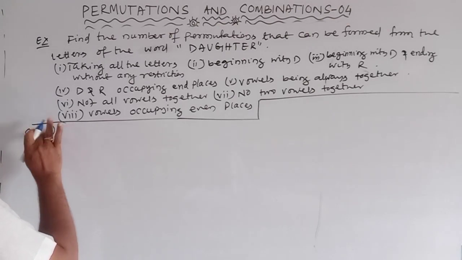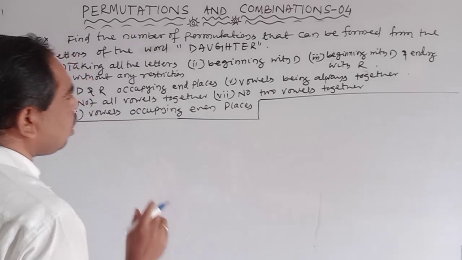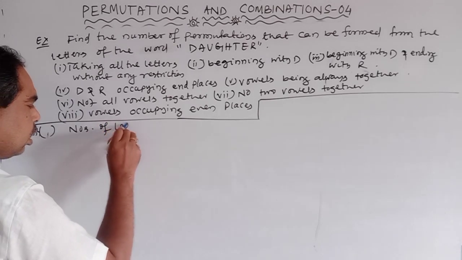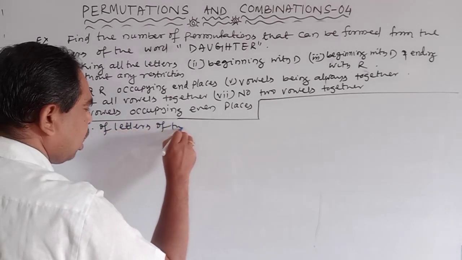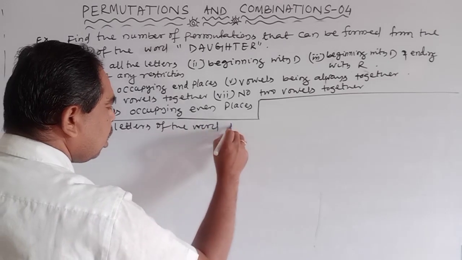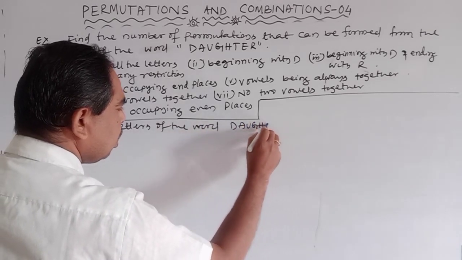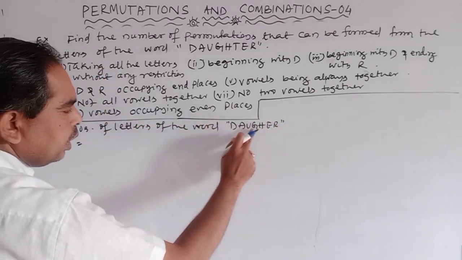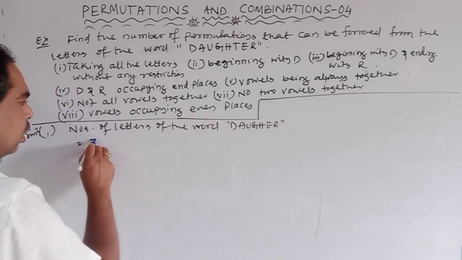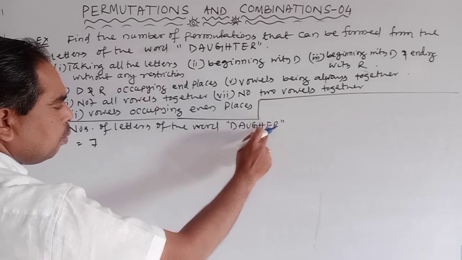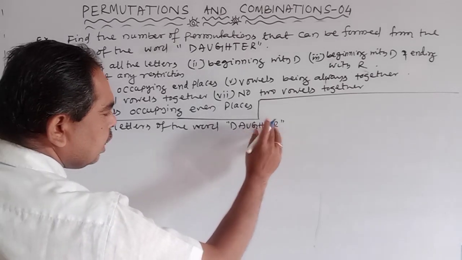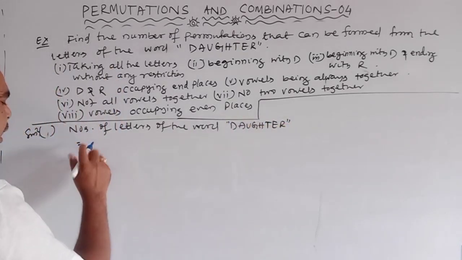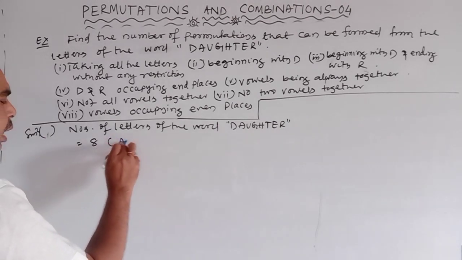Solution. Total number of letters of the word daughter is equal to 1, 2, 3, 4, 5, 6, 7. D-A-U-G-H-T-E-R. So 8. All 8 are distinct.